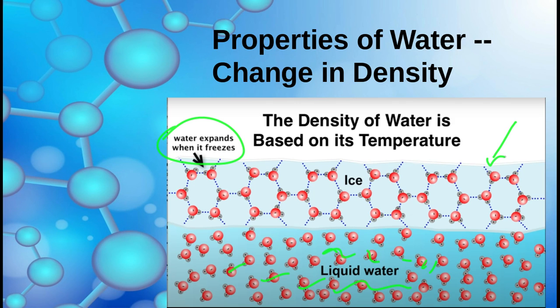And so ice floats, and that's super important to all organisms that live under the ice because they will not get squashed and crushed by the ice, and so they have somewhere to live. So one of the important properties of water is that water expands when it freezes and forms a layer of almost like insulation at the top and doesn't fall down onto the other organisms down below.